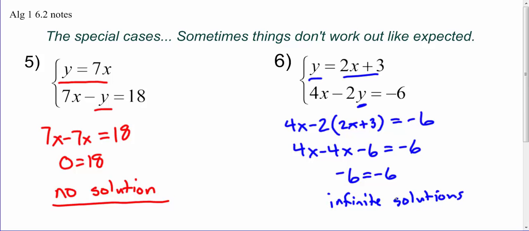If you think about these two graphically, like we did with our first method for solving, number 5 would be parallel lines, same slope, but they don't intersect. Number 6 is actually two lines directly on top of each other. We can call them concurrent lines, or essentially any point along that line would be a solution, so there are an infinite number of them.